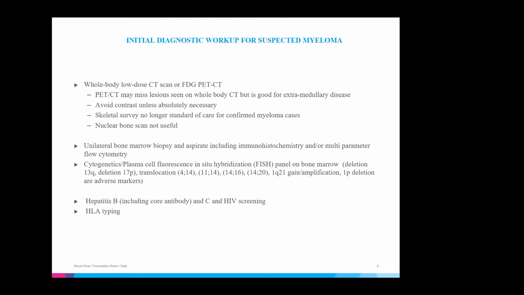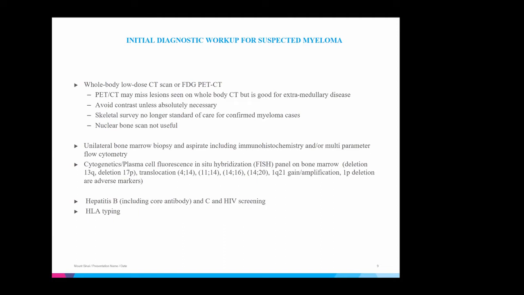avoid contrast unless it's absolutely necessary. A skeletal survey, which has been done in the past, is really no longer the standard of care for confirmed myeloma patients, although it may be useful in patients who have what we think is just MGUS. Nuclear bone scans are not useful in myeloma patients because nuclear bone scans, as you know, pick up blastic lesions, and the bone lesions in myeloma tend to be purely lytic.